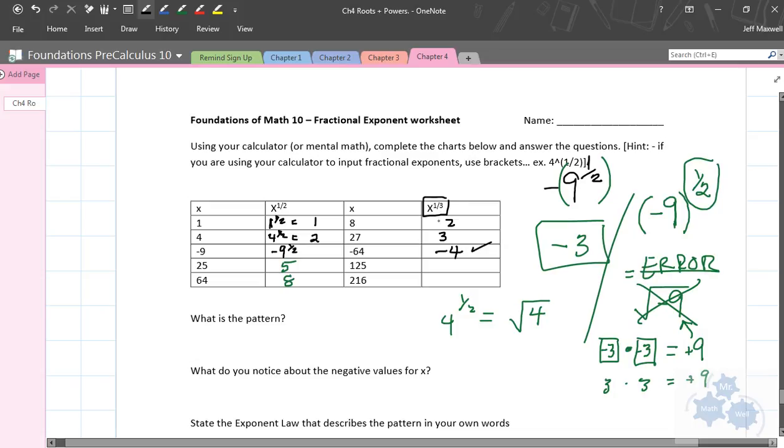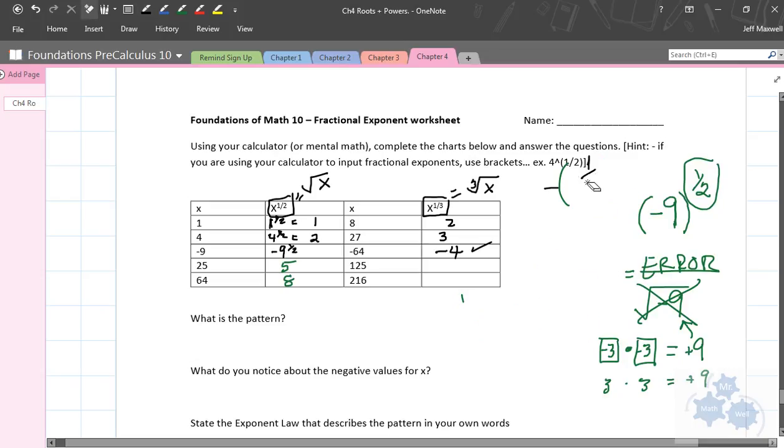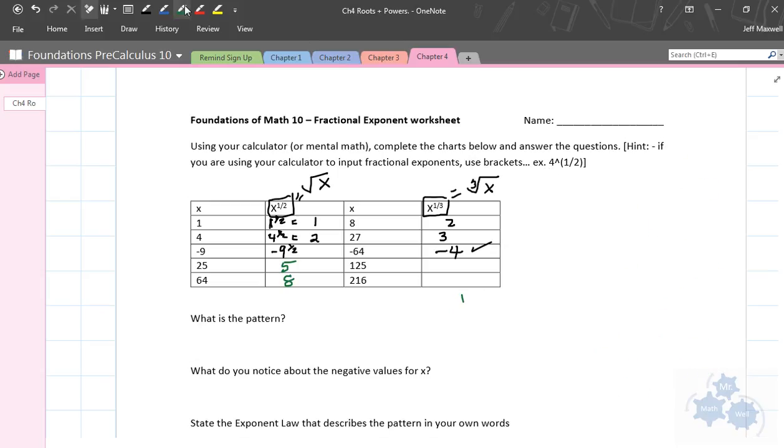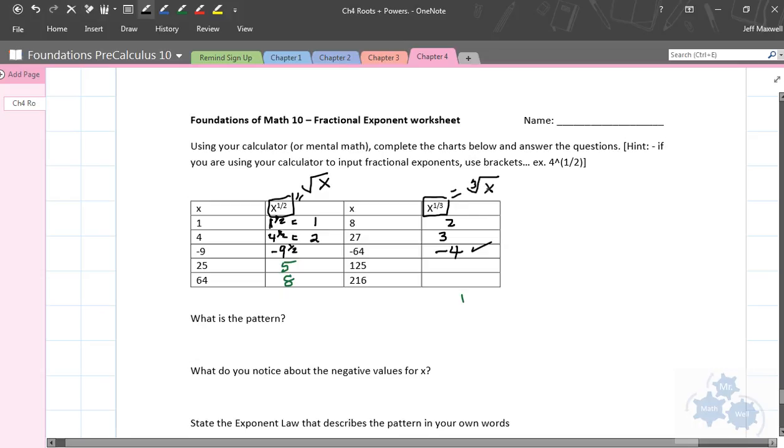So this 1/3 is the same as the cubed root of whatever number is under there. Here's the square root of x. This is the cubed root of x. Now, the cubed root, what does that mean? The cubed root means we are looking for a number that multiplies by itself how many times? 3 times to get this number underneath here. So we are looking for some number times itself 3 times to get negative 64.